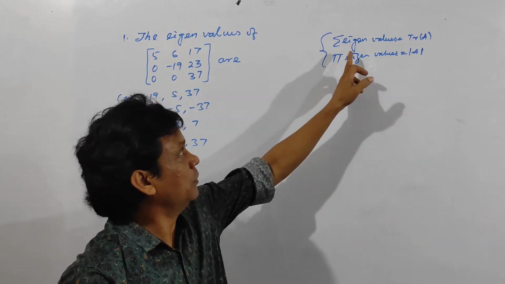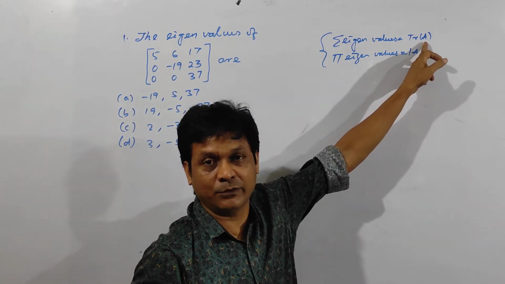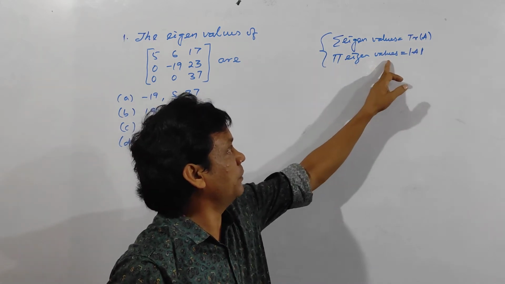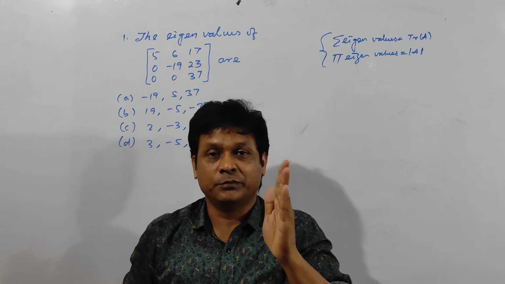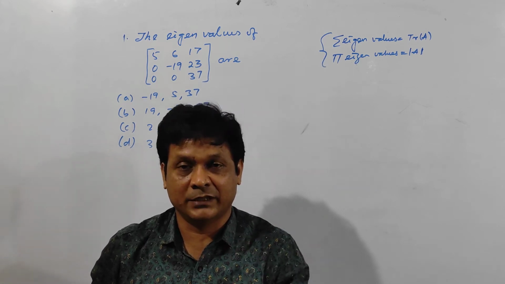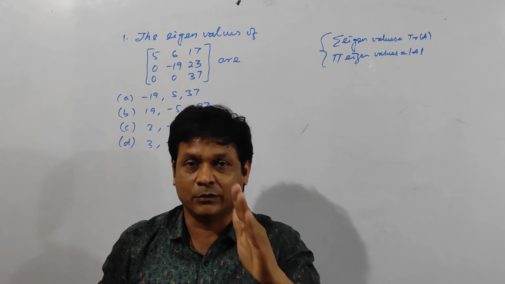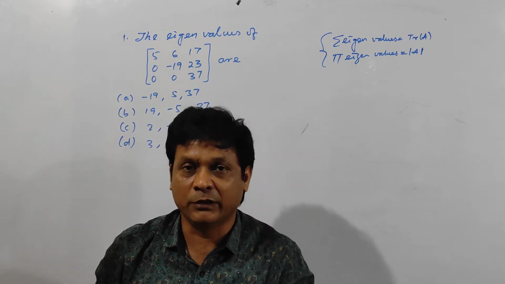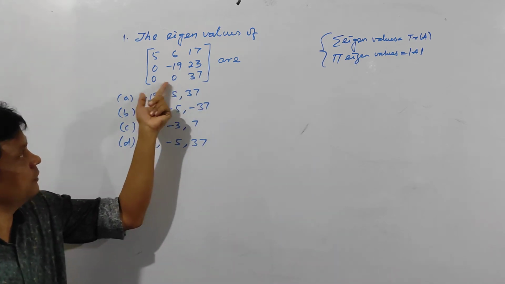Simply, I have told you the sum of the eigenvalues is equal to trace of A. Trace of A means the sum of the diagonal elements, and the product of eigenvalues is equal to determinant of A. And also I have told you the eigenvalues of a diagonal matrix are the diagonal elements, and the eigenvalues of an upper triangular matrix are the diagonal elements. The eigenvalues of a lower triangular matrix are the diagonal elements. Clear? See here. What are the eigenvalues of this one?